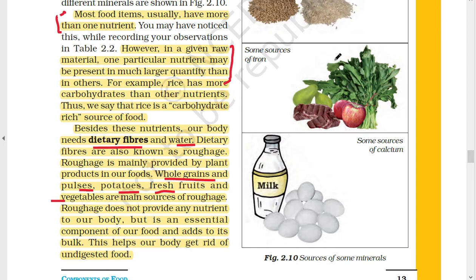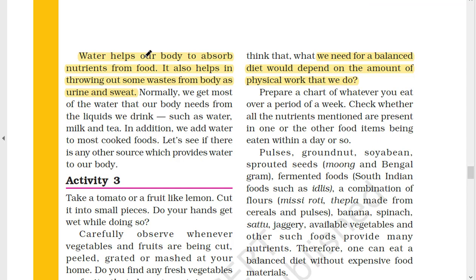What are the sources of iron? Spinach is a very good source of iron. We have liver, apples. Then what are the sources of calcium? All of you know, milk and eggs. So this also I've told you, that water helps our body to absorb the nutrients and throw out the wastes from the body as urine and sweat.